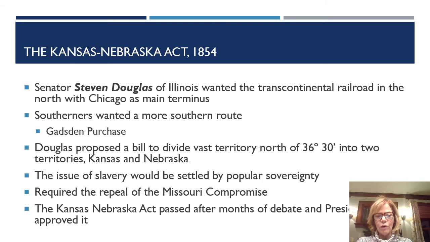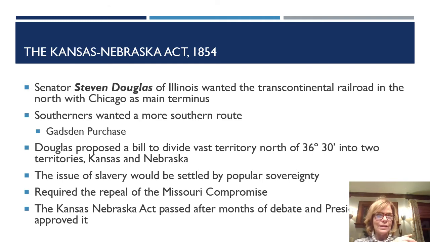So he's looking for a way to appease the South. Now, the Southerners want a transcontinental railroad also, but they want it to go through the South, and that is why we get the Gadsden Purchase that didn't suck, right? Douglas proposed a bill that would divide the territory west of Missouri and east of the Rocky Mountains into two large territories, divided north of the 36°30' line into the territories of Kansas and Nebraska.